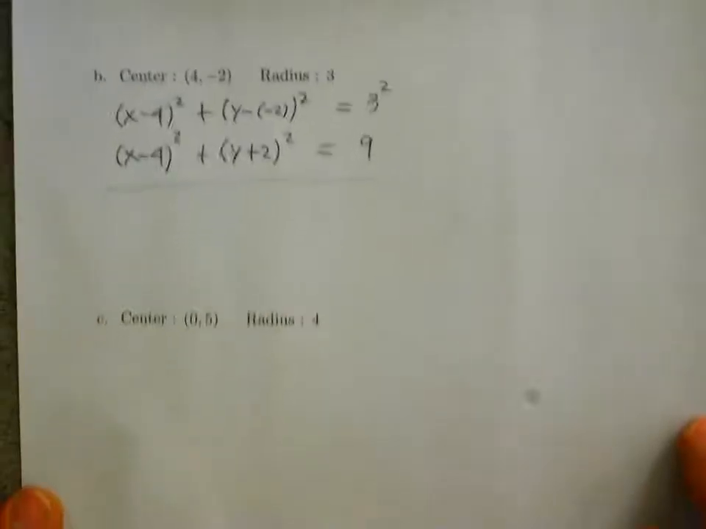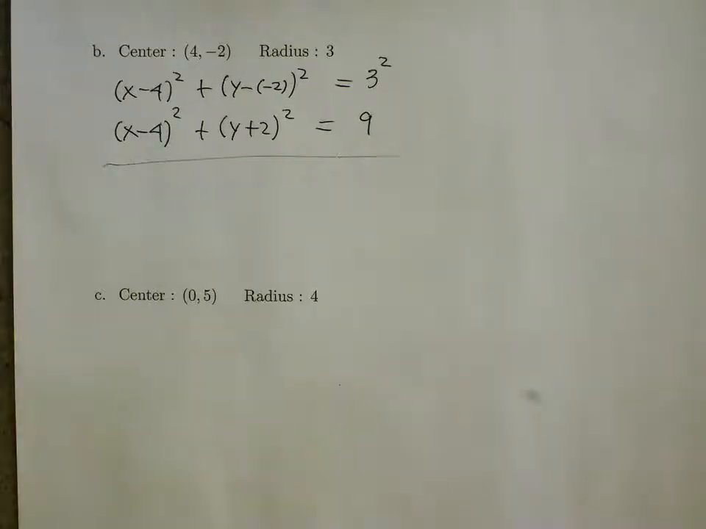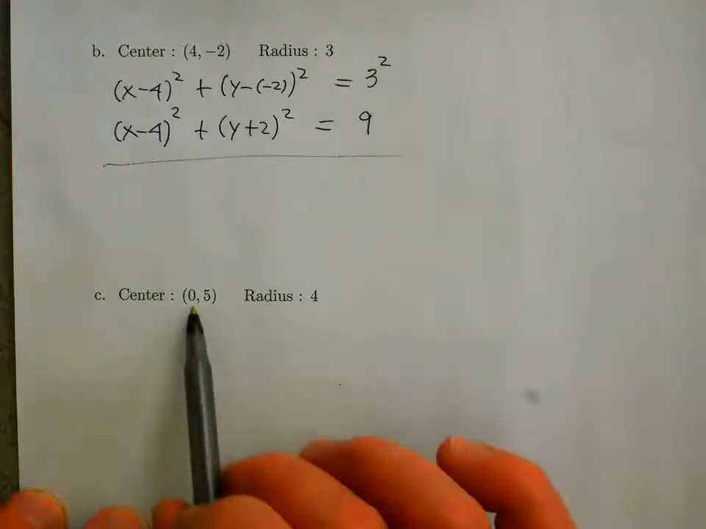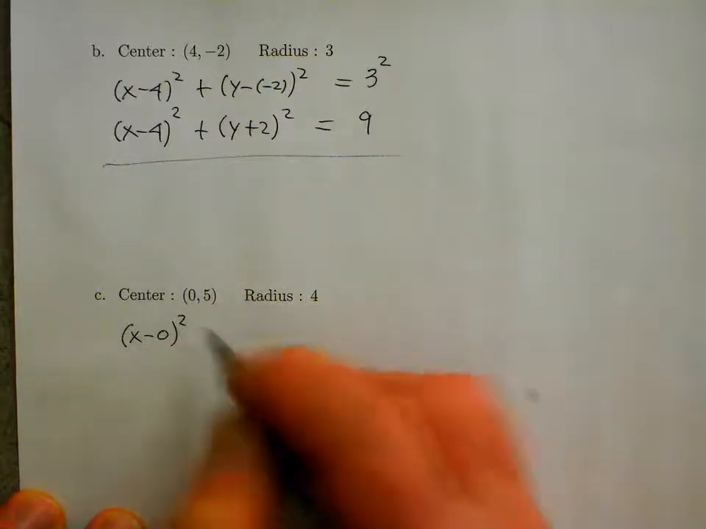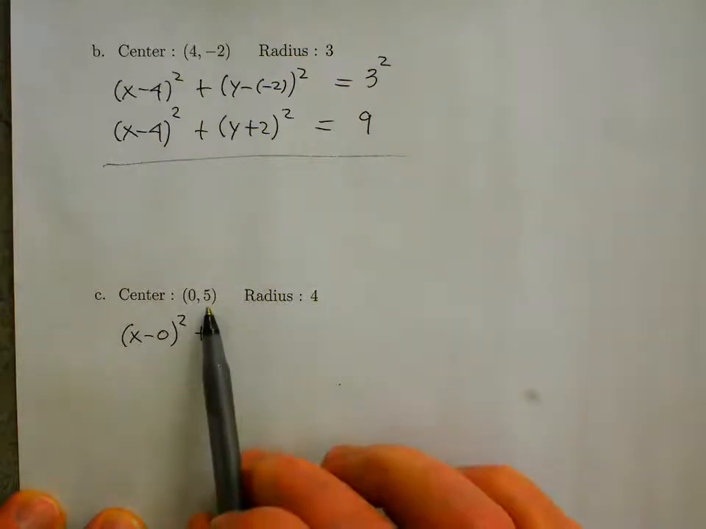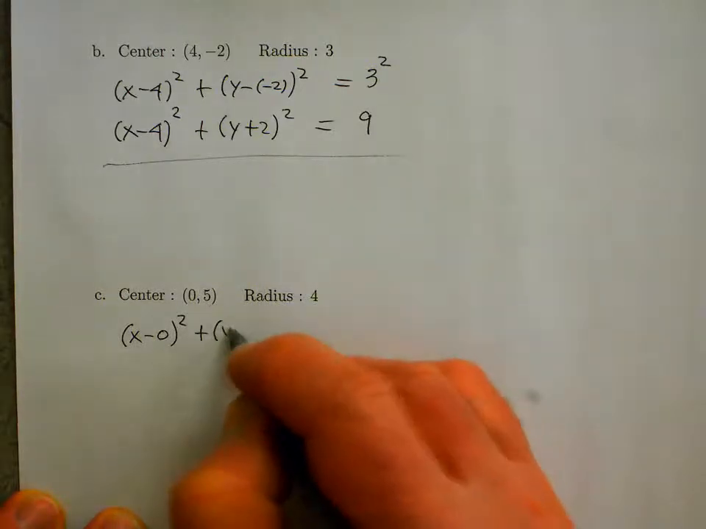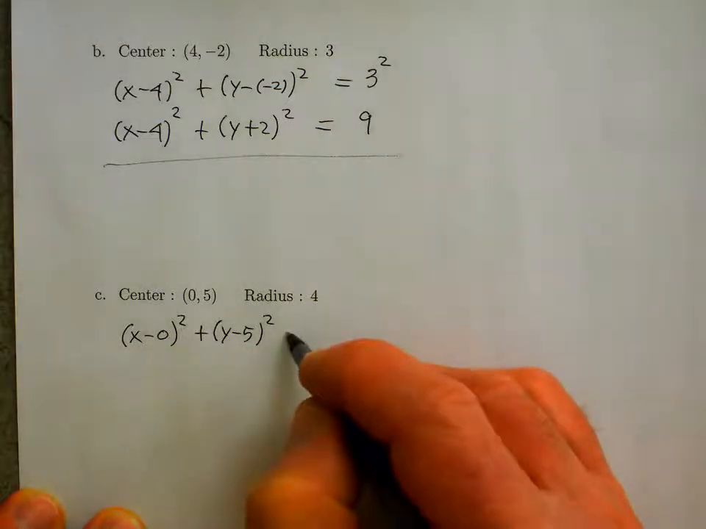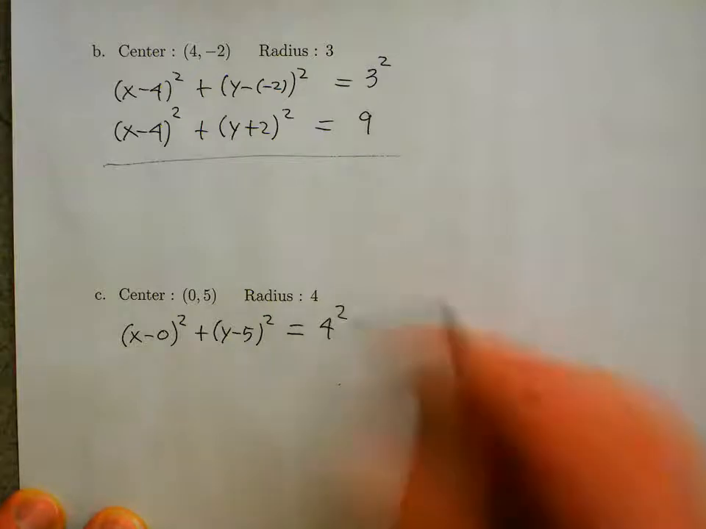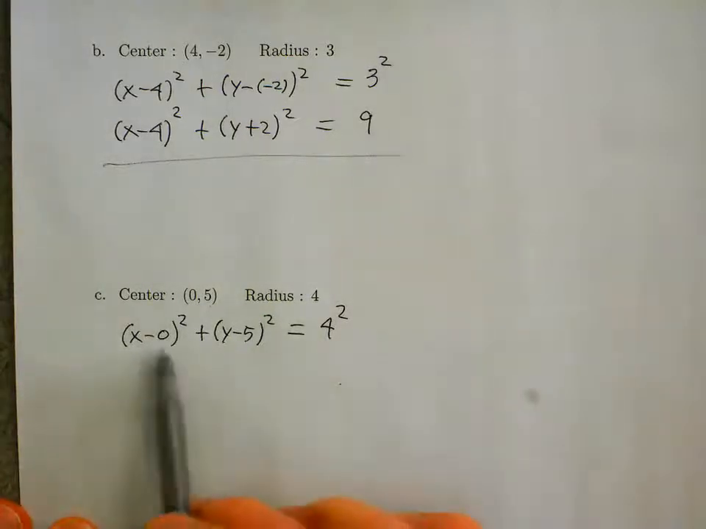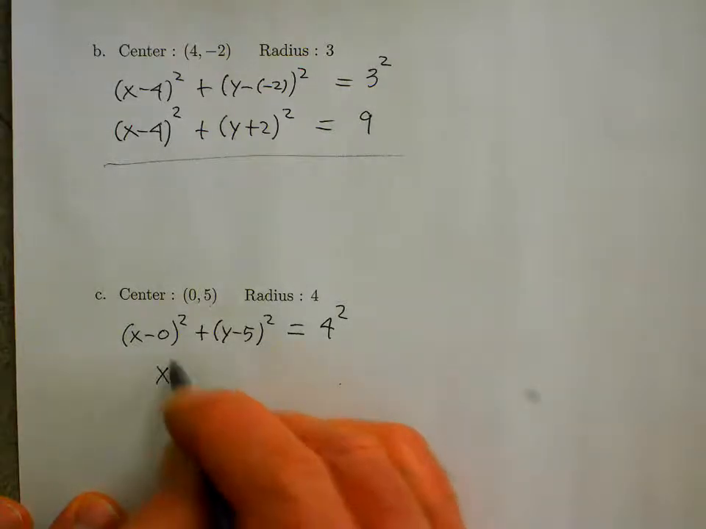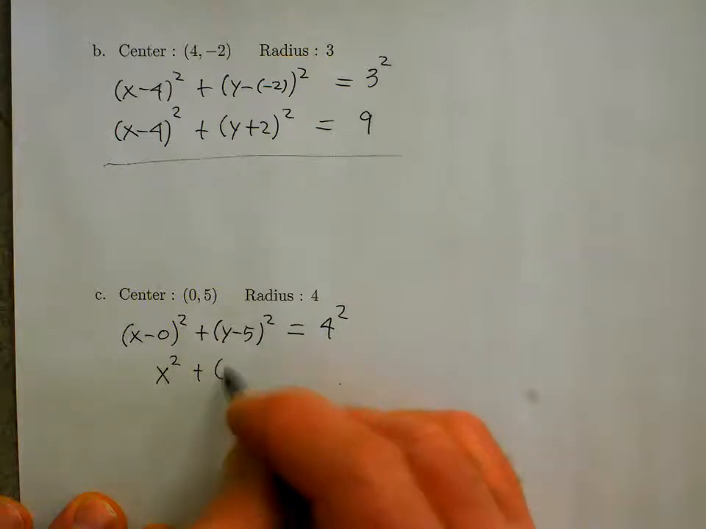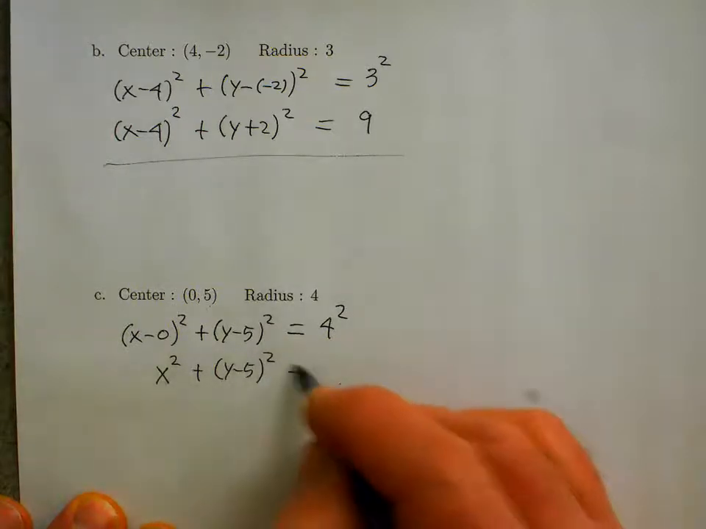Okay, the next one, the center is (0, 5), and the radius is 4. Okay, the x-coordinate of the center is 0, so we write x minus 0 quantity squared, and then plus 5 is the y-coordinate, so y minus 5 quantity squared. And that's equal to the radius squared. And then x minus 0 is just x, so the simplified form for this is x squared plus the quantity y minus 5 squared equals 16, since 4 squared is 16.